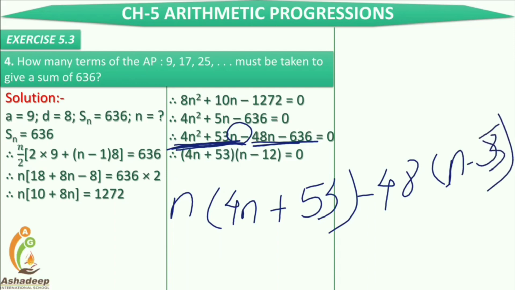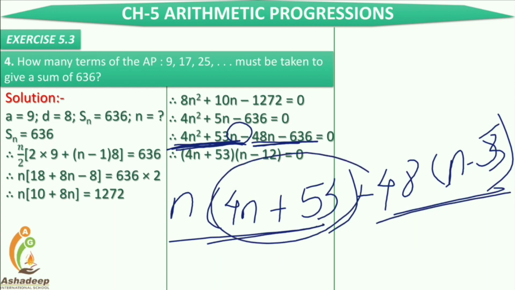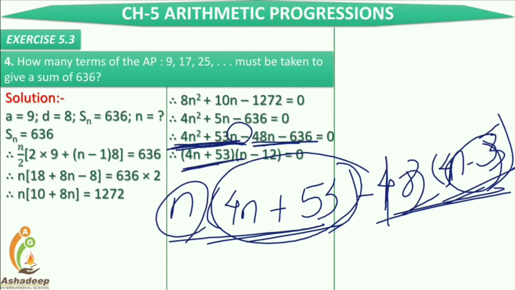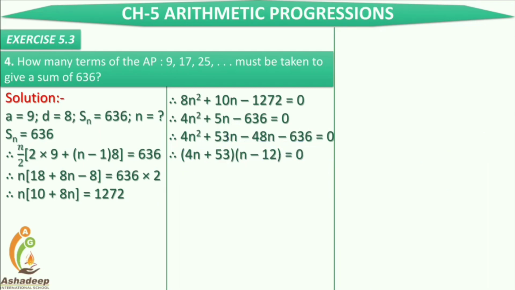Now we have these two terms, 4n plus 53 and 4n plus 53, so 4n plus 53 can be taken out common. Here it is 12, my mistake. So this is remaining. Let's see once again.